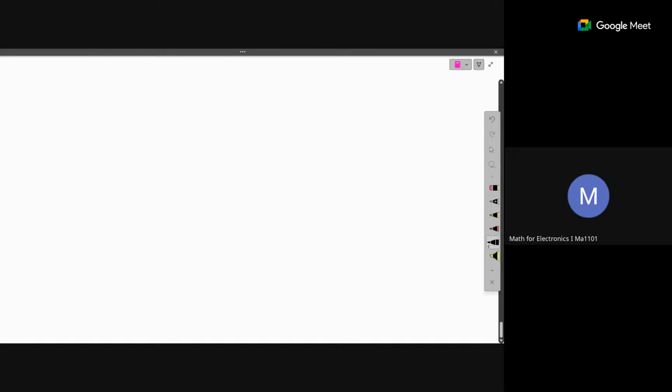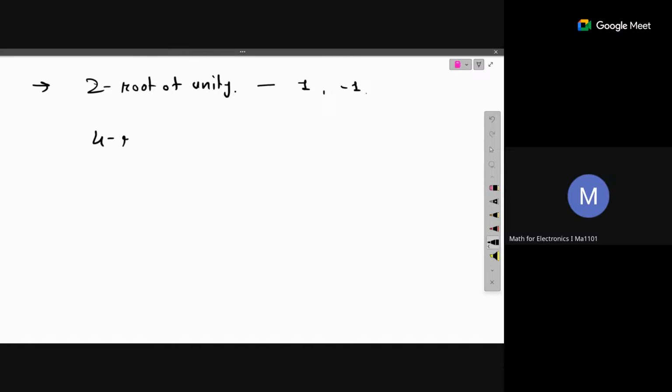If you look at the two roots of unity, what you're saying was correct. The two roots of unity are nothing but 1 and minus 1, because if you square these two quantities, you will get 1. And the fourth roots of unity are 1, minus 1, iota and minus iota. So here we are getting two same values, whereas our n is 4. Two same values we are getting.